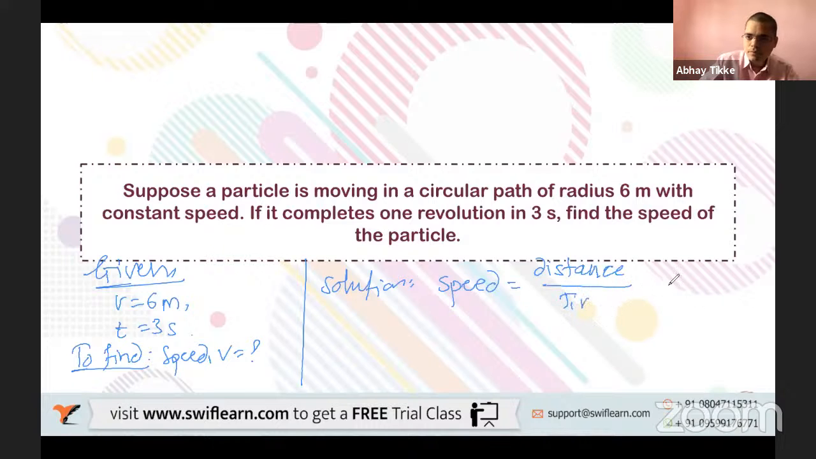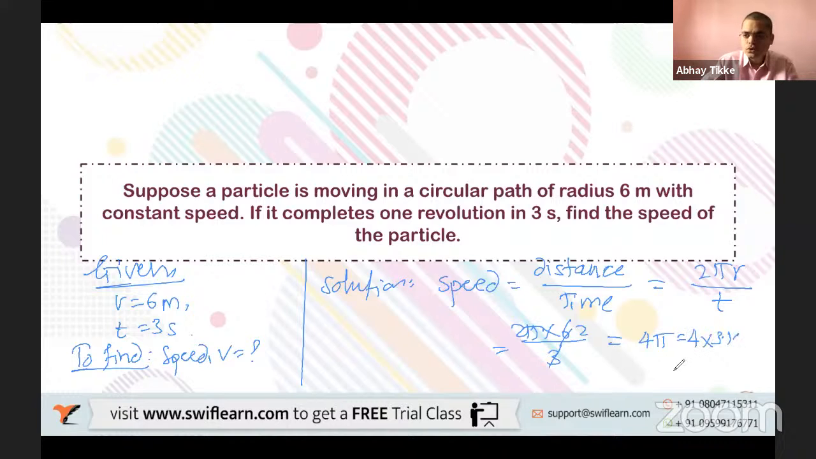Distance divided by time. How much is the distance in circular motion? Tell me quickly, children. Circular motion, circumference of the circle, how much is it? Yes, 2 pi r. 2 pi r divided by time. So how much is 2 pi r? 6. Divided by time, how much is it? 3. Simple calculation. So 3, this is 2. This comes out to be 2 pi into 2, that is 4 pi. This 4 into 3.14, so it should come approximately 12.